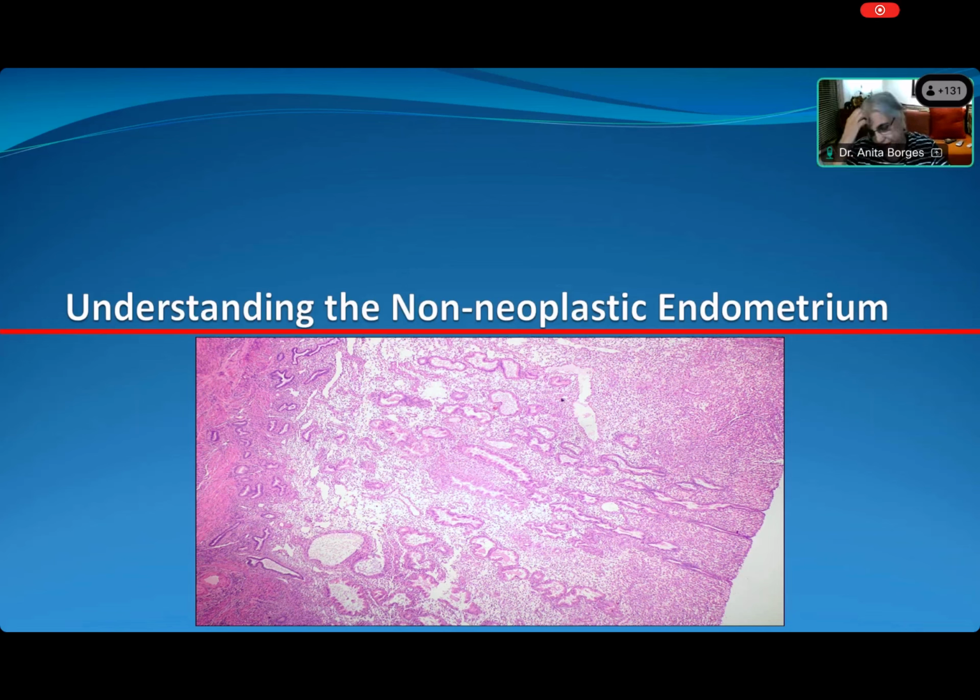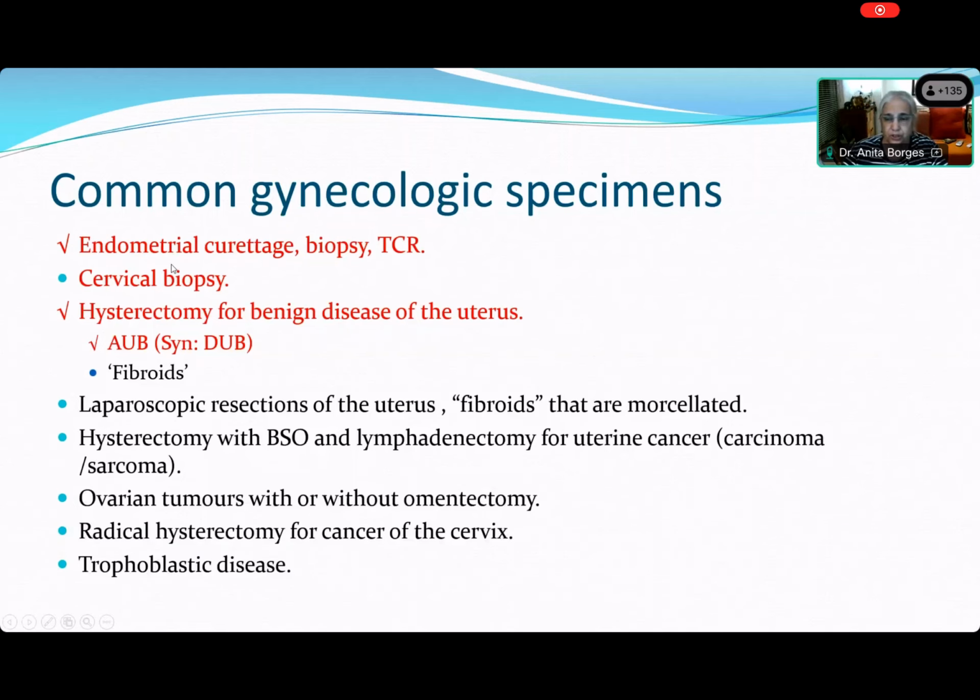So this is the non-neoplastic endometrium that we're going to be talking about. You've already heard about the neoplastic endometrium, and trophoblastic disease, which should have been before it. But nevertheless, this is a very common gynecological specimen that we receive. Whether you're a first year or second year, or a practicing pathologist, you cannot get away without seeing an endometrium at some stage.